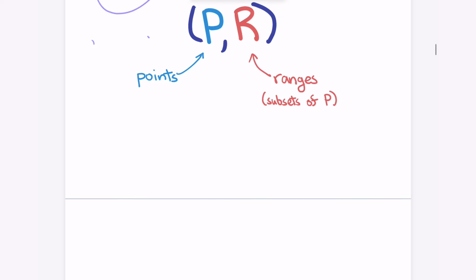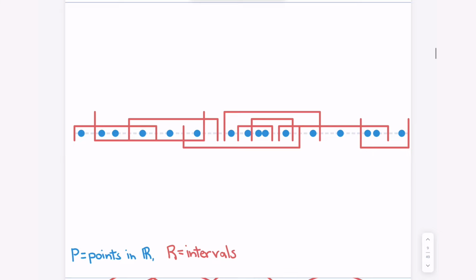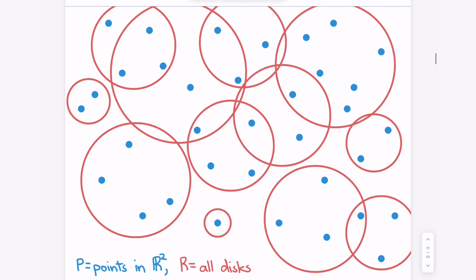Okay, so here are some examples. Just on the line in one dimension, you can have a bunch of points on the line and then intervals. So this interval here induces a subset over 1, 2, 3, 4, 5, 6 points or something. Okay, so you have lots of different intervals. That would be an example. So the points are the points, the ranges are the intervals.